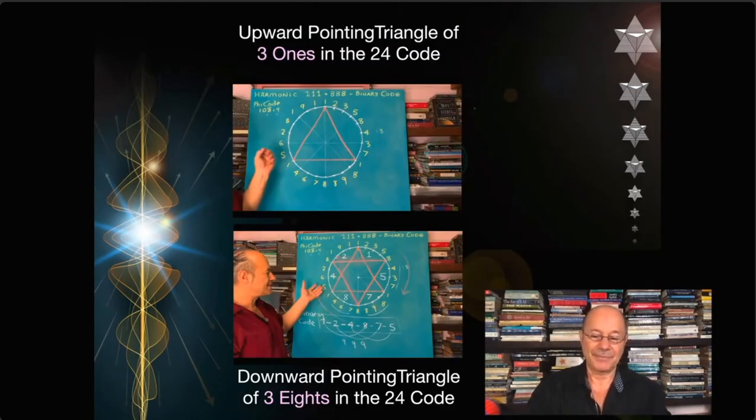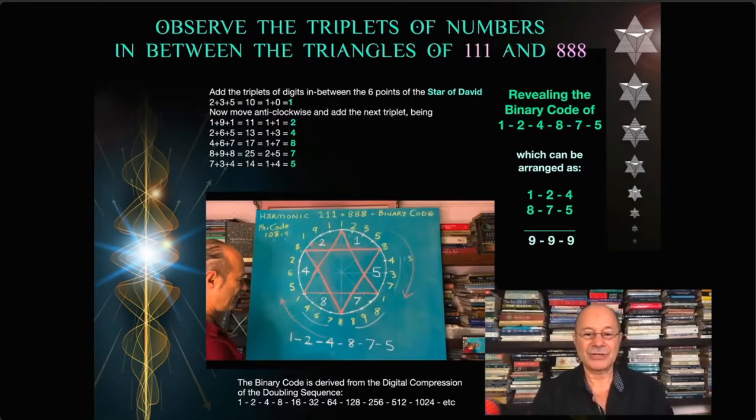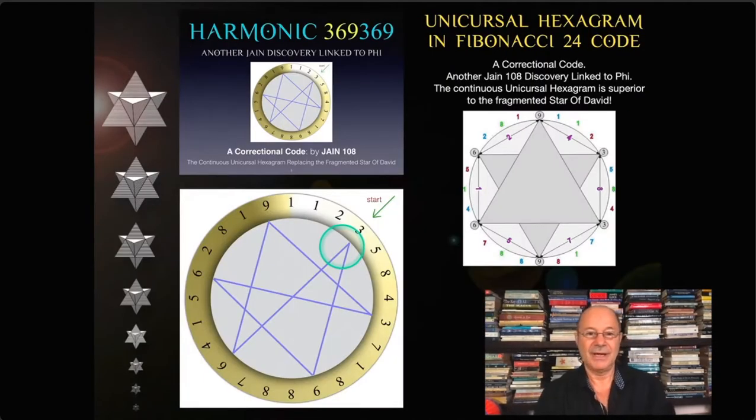So when you study with me, I've got hundreds of examples of how these 24 codes create the Star of David patterns. And there's a lot more in between. The points in between the Star of David all add up to what's called a doubling sequence. So there's so much knowledge embedded within this.